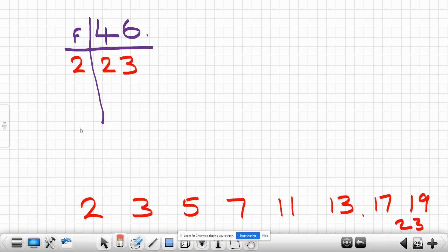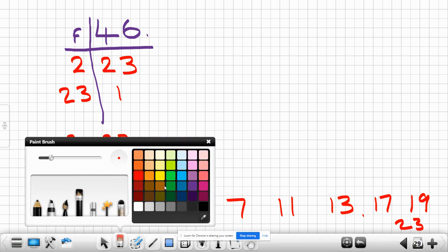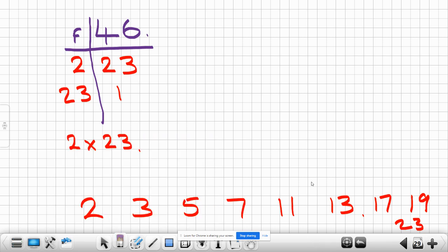23 is actually a prime number. So immediately we are done. We take out a prime factor of 23, and that's 1. So 46 as a product of its prime factors would be written as such, 2 times 23. Okay, let's pick another number.